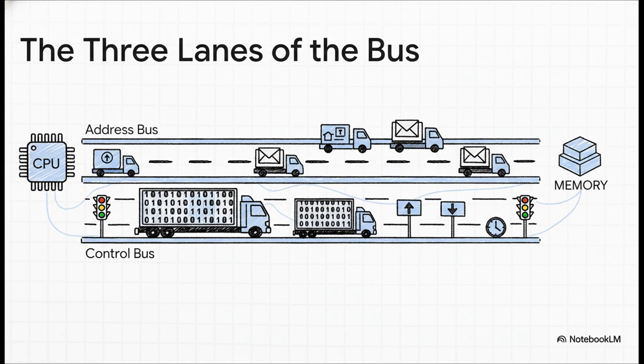But this highway actually has three very distinct lanes. You've got the address bus, which is like the GPS. It says where the data is going. Then you have the data bus, which carries the actual data itself. And finally, the control bus acts like the traffic signals, sending out commands and timing signals to make sure everything happens exactly when it's supposed to.